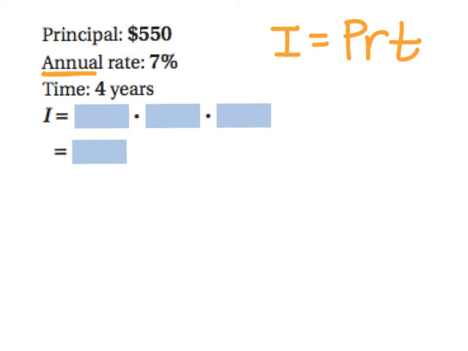Now in this problem, I left some blanks here because I want you to fill those in. So go ahead and push pause. See if you can fill in what you think goes there. All right, so principal, the P, that is $550. That's what he put in.